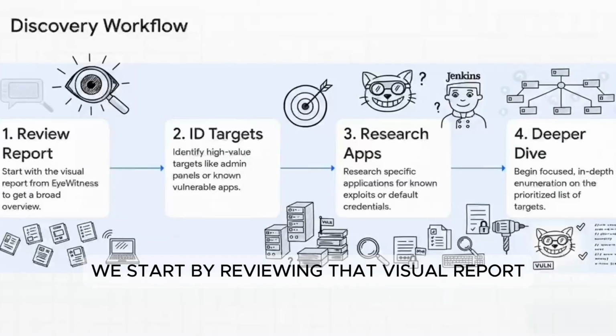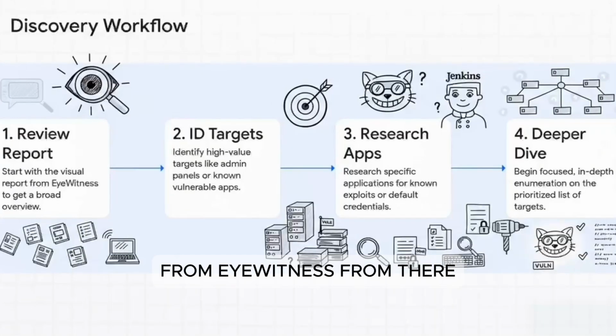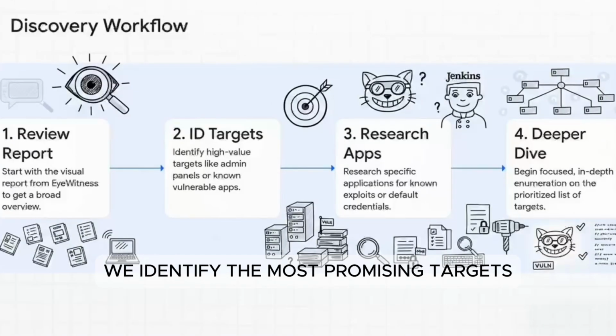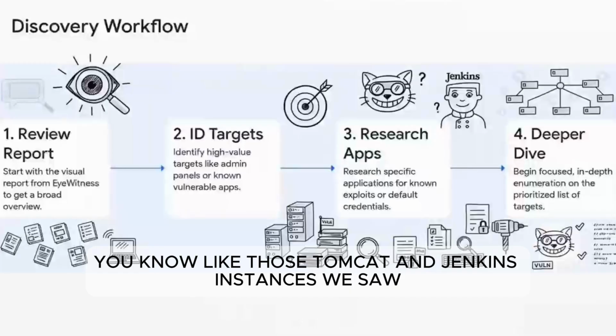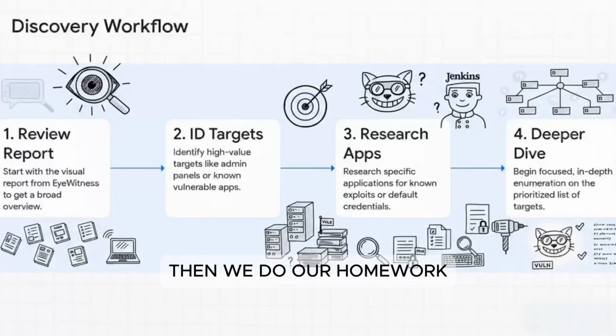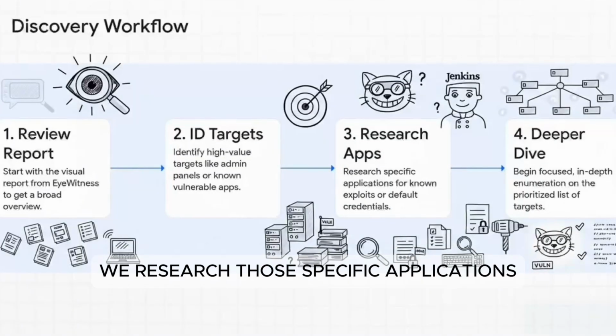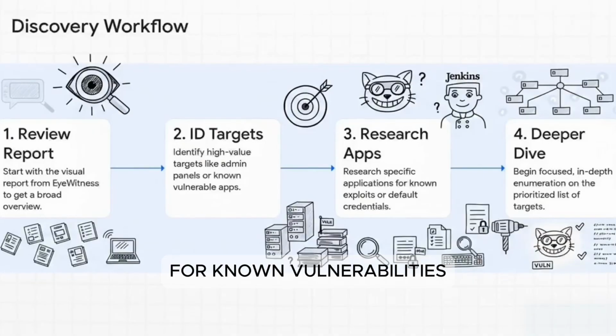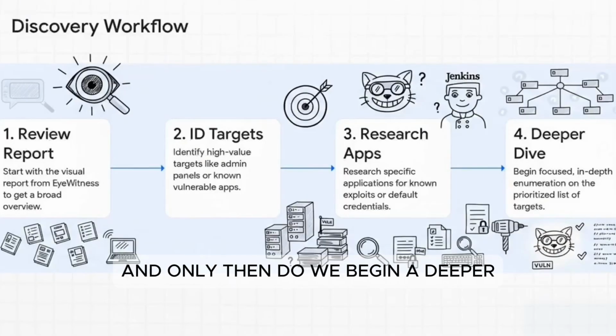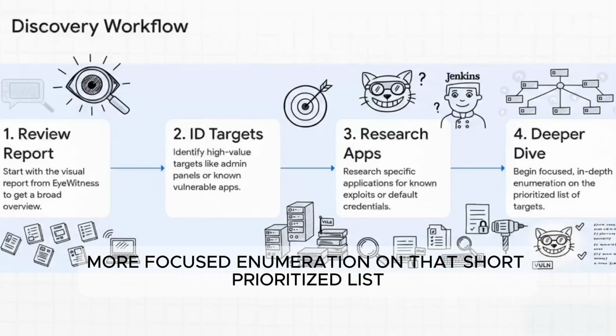We start by reviewing that visual report from EyeWitness. From there, we identify the most promising targets. Like those Tomcat and Jenkins instances we saw. Then we do our homework. We research those specific applications for known vulnerabilities or default credentials. And only then do we begin a deeper, more focused enumeration on that short, prioritized list.